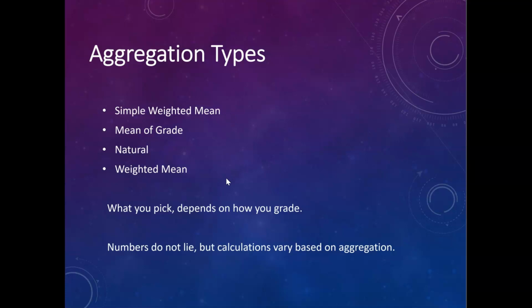Again, these are the things that are possible within aggregation types within the gradebook. Simple weighted mean is going to add up scores, divide by points possible to get a percentage. Mean is going to average their grades. Natural is what you use if you're a straight points person. If you just want it to sum everything up, use natural. And if you're a percentage person that you want to assign weights to things, then you want to select your aggregation to be weighted mean of grades.